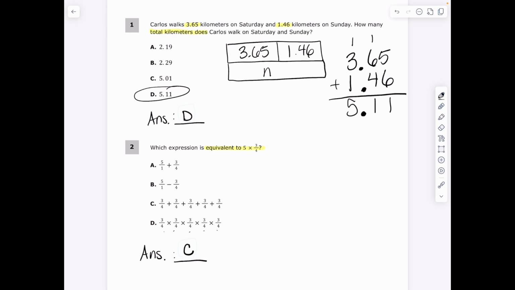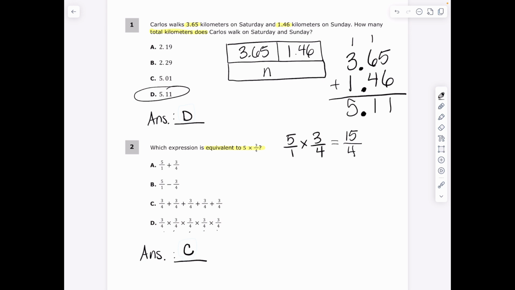And we did a lot of multiplying with fractions in 4th grade. So I'm going to do 5 times 3/4. And I'm going to put a 1 underneath the 5 to turn it to a fraction. And now I can multiply. I'm going to multiply my numerators. 5 times 3 is 15, and 1 times 4 is 4. So I want to know which of these will give me the same answer.